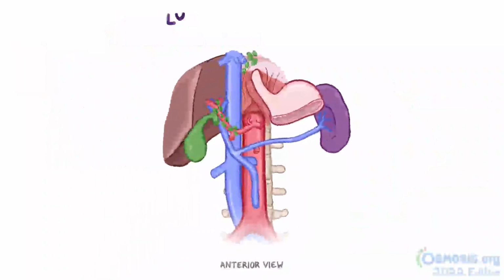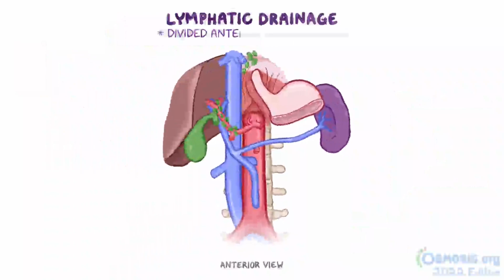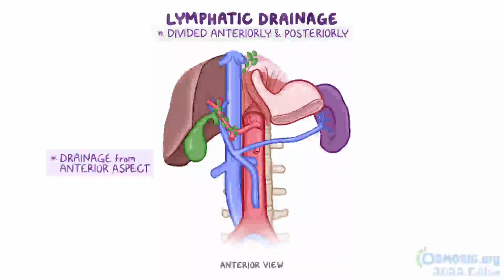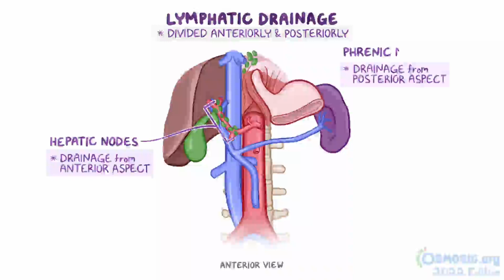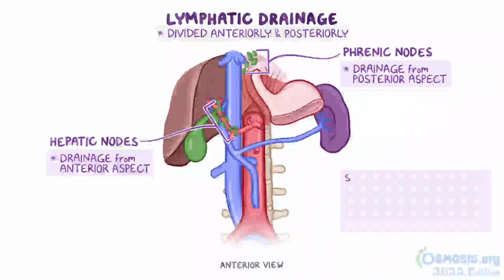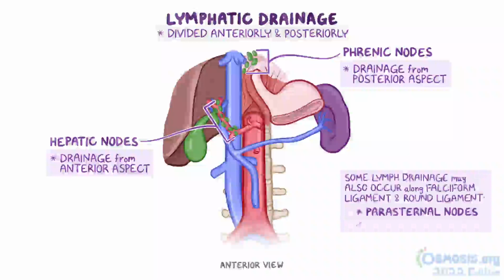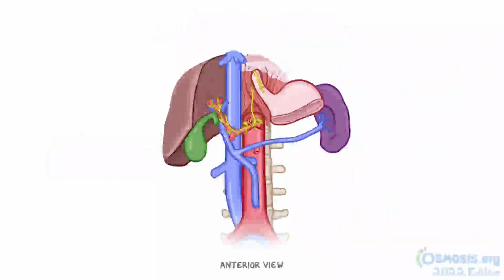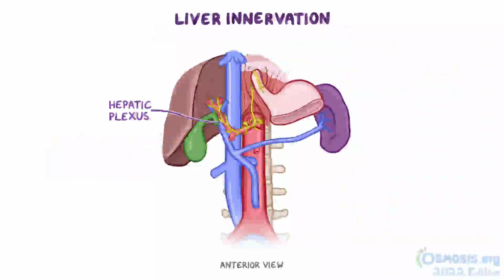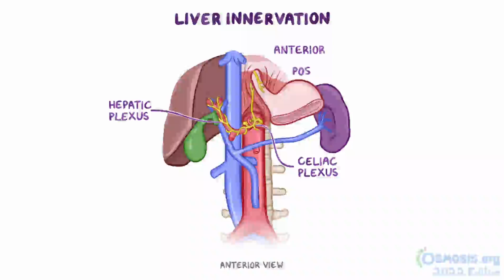Now let's move on to the liver's lymphatic drainage, which is generally divided anteriorly and posteriorly. Most of the lymphatic drainage from the anterior aspect of the liver drains into hepatic nodes around the porta hepatis, and from the posterior aspect into phrenic nodes around the bare area of the liver. Some lymph drainage may also occur along the falciform ligament and round ligament to the peristernal nodes and periumbilical nodes along the anterior abdominal wall. Finally, the liver's innervation is ensured by fibers from the hepatic plexus. The hepatic plexus receives sympathetic fibers from the celiac plexus and parasympathetic fibers from the anterior and posterior vagal trunks.